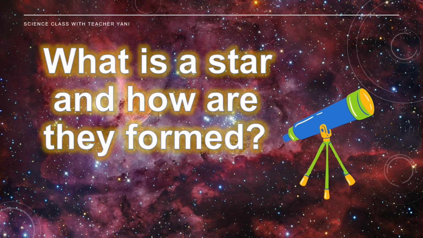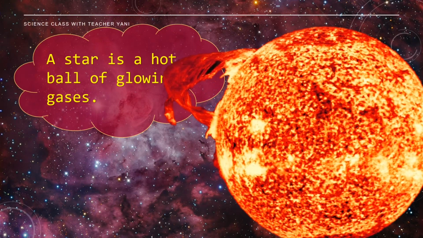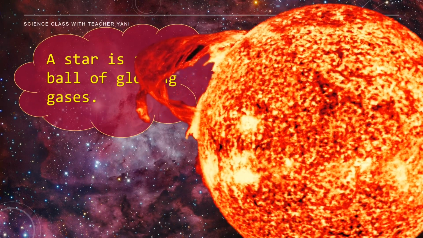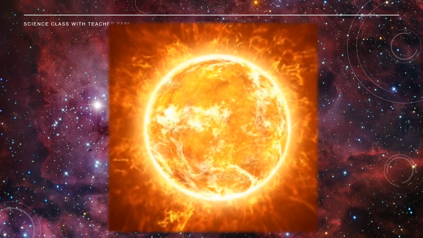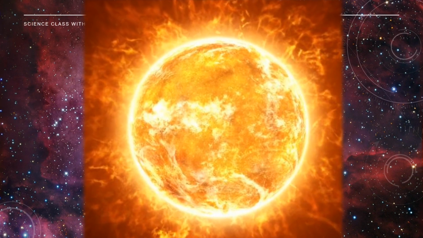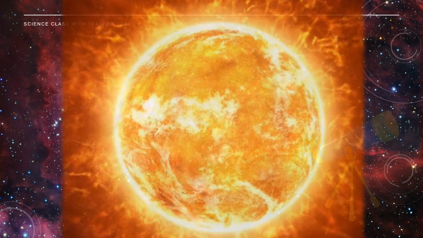For us to be able to answer those questions, let us first define what is a star and how they are formed. A star is a hot ball of glowing gases. This gas is mostly hydrogen and helium, which are the 2 lightest elements.